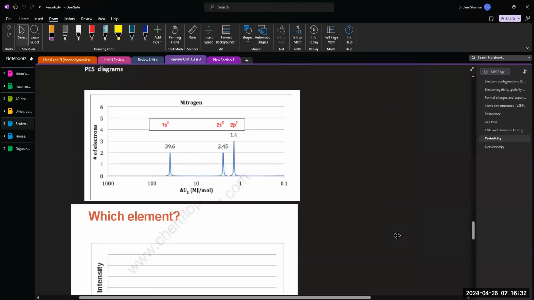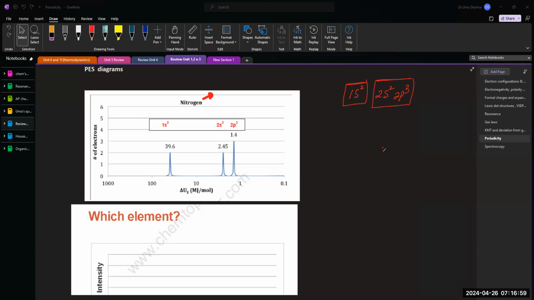This is your PES. Understand these diagrams because there will be questions based on this. You know the electron configuration of nitrogen? We all know that, right? It is 1s2, 2s2, 2p3. This is shell number 1 and this is shell number 2. If I make that atomic picture, this is the nucleus, this is shell number 1, and this is shell number 2.